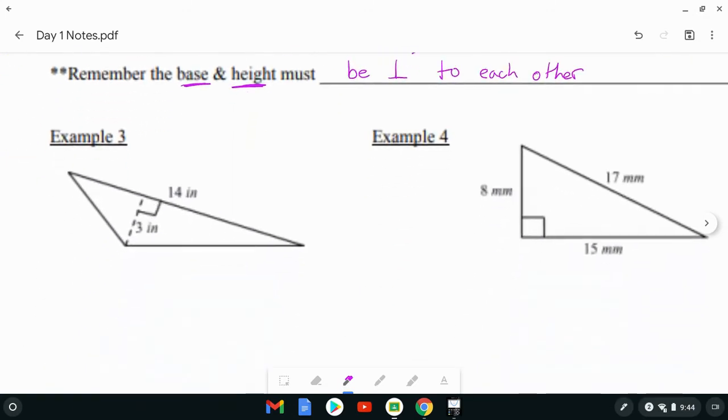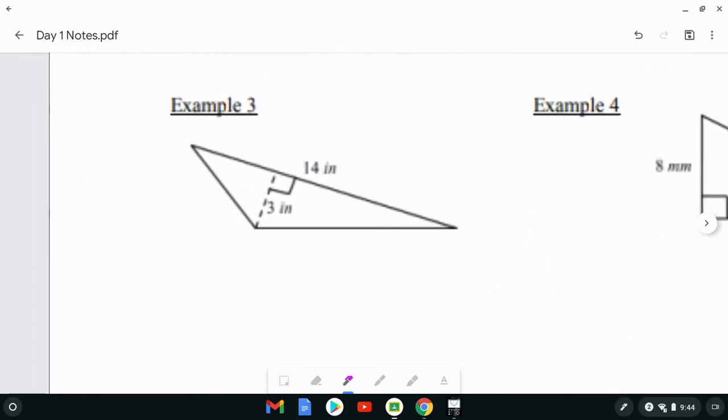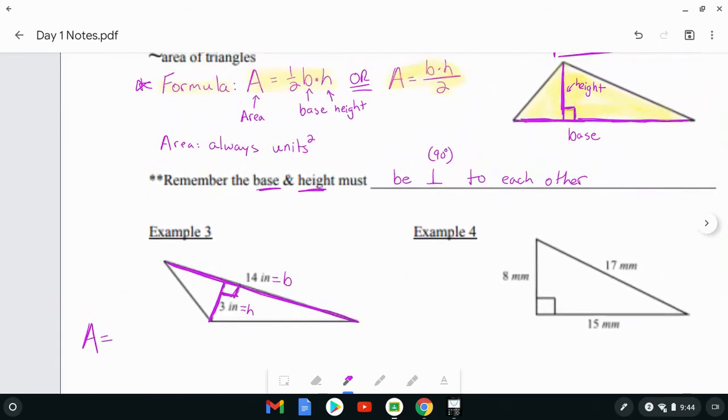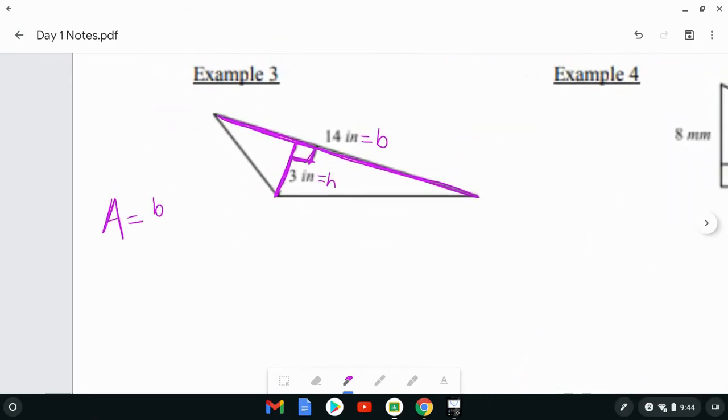So looking at our two examples for this, for example 3, the base this time is going to be up top because it creates that 90-degree angle with this given length. So we have the height here, which is the 90-degree angle created with the base here. So now let's go ahead and use our formula. Now I personally would recommend this one. I think it's easier to use. I think it's less likely for you to make a mistake. But again, you can use either. We're going to show you both right now. So area equals base times height over 2.